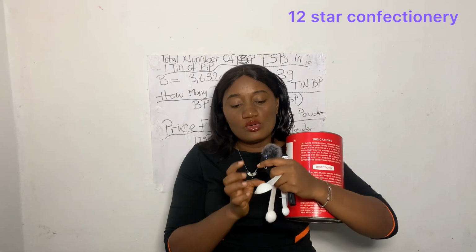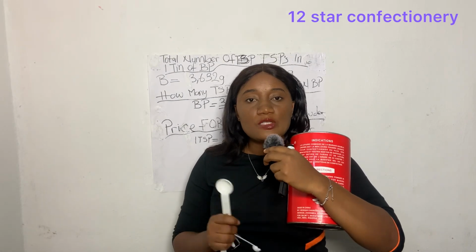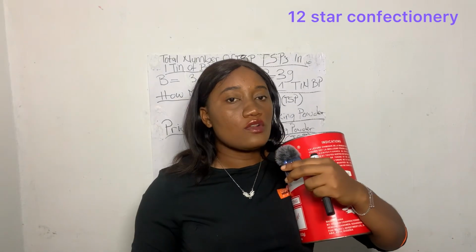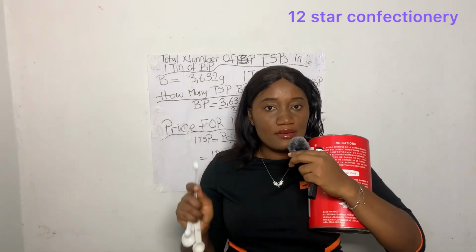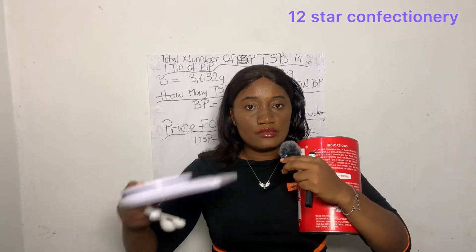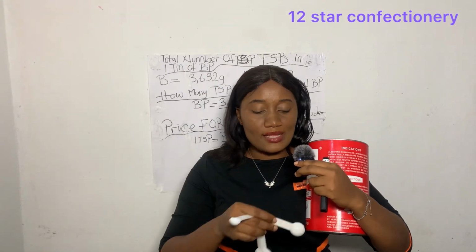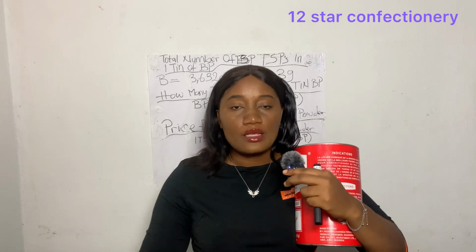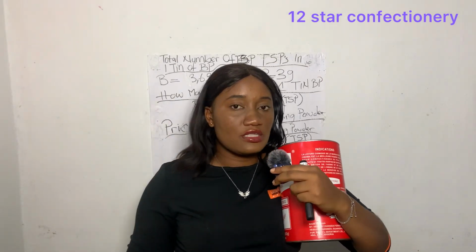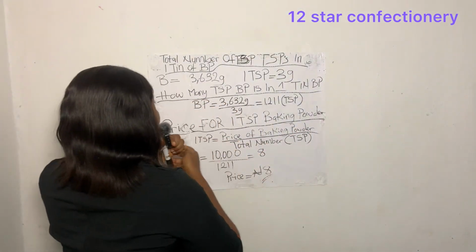Before we start anything, we want to know how many teaspoons we can find in this baking powder. And we all know that 1 teaspoon of baking powder is equal to 3 grams. So how do I get it? Just use your scale. What you need to do is fetch one teaspoon of baking powder from here and place it on your scale, this type of scale, and it will give you 3 grams. So that is how I came about this.